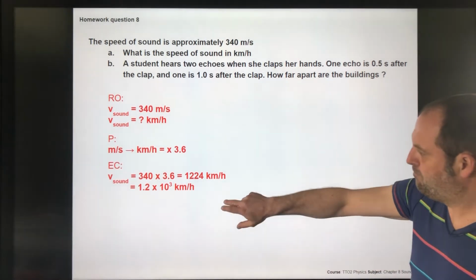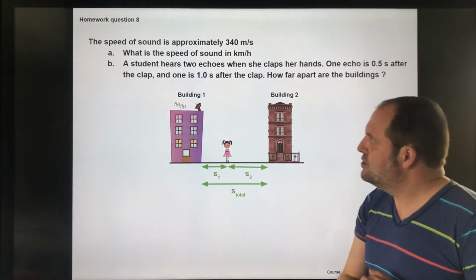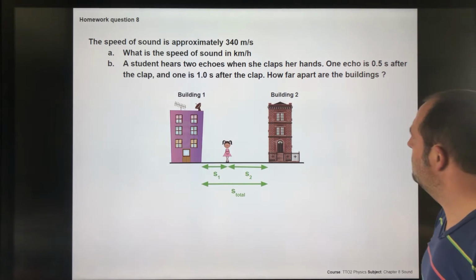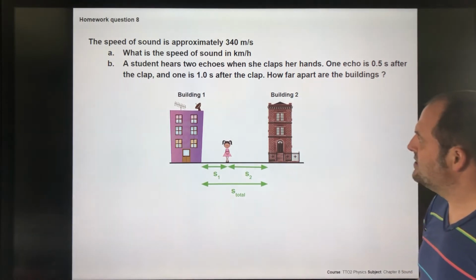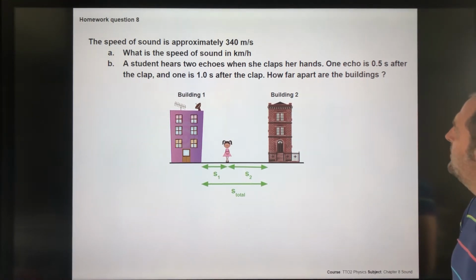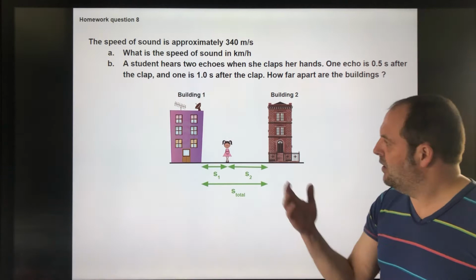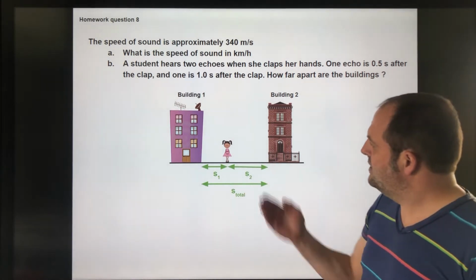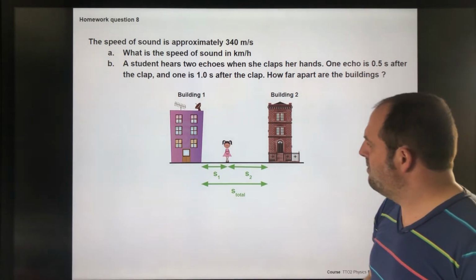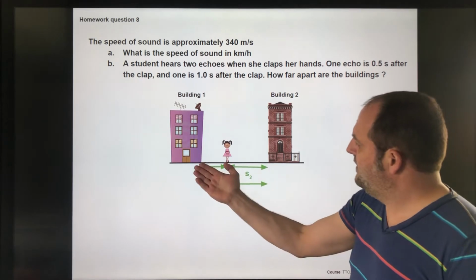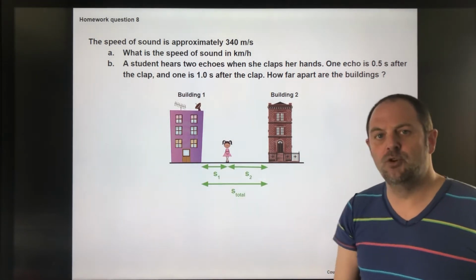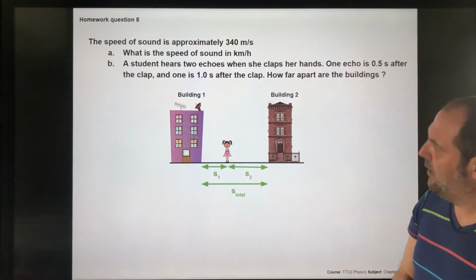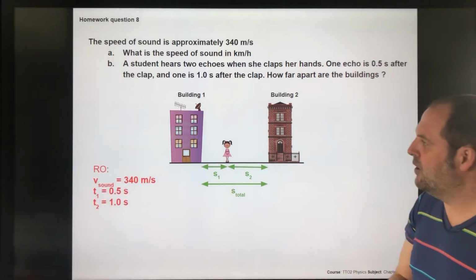Okay, now question B. A student hears 2 echoes when she claps her hands. One echo is 0.5 seconds after the clap and one is 1.0 seconds after the clap. How far apart are the buildings? I made a bit of a drawing over here, and you see there's a person standing, not in the middle, but at a distance S1 from the left building and distance S2 from the right building. Let's first start by writing down all the things that are given.